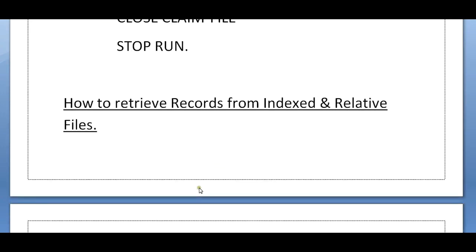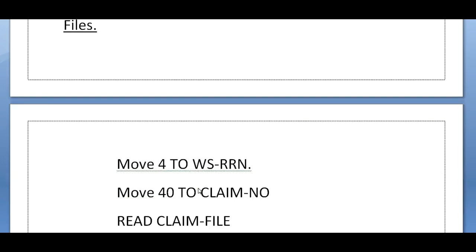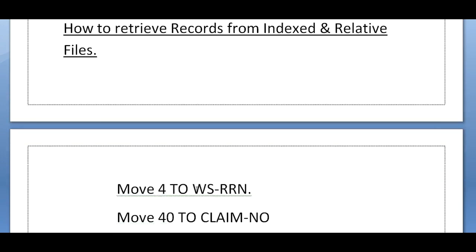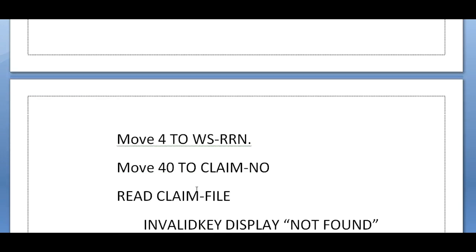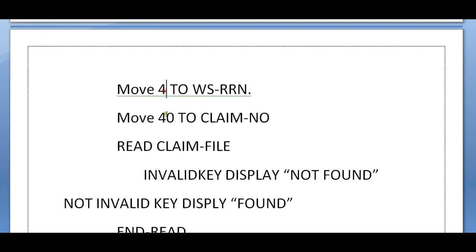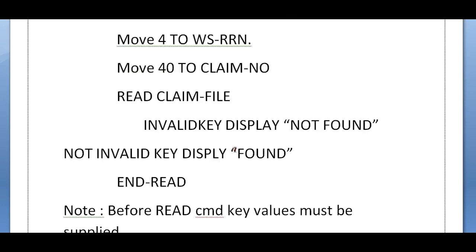So how to retrieve records from indexed and relative files? As I said, you need to pass a relative record number or a key. So I move 4 to the relative record key and move 40 to the claim number. Read claim file, invalid key. If it is an invalid key, then display not found. Not invalid key, display found, and read.